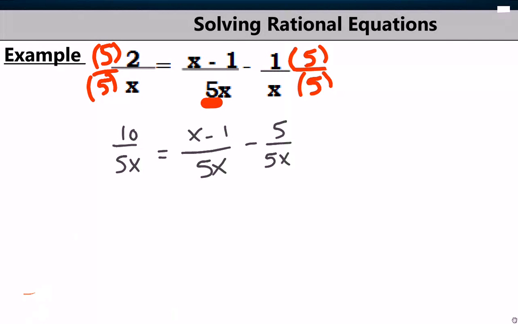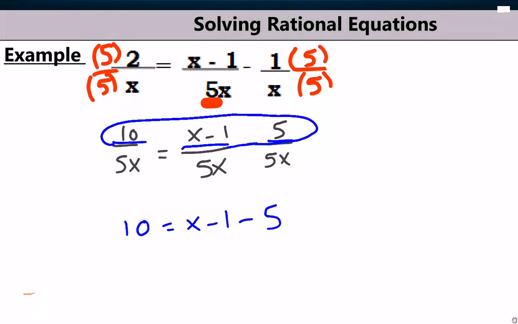Now that we have the denominators equal to each other, basically what I'm going to do is ignore them, except for checking it at the very end. So now I'm going to take the numerator of each fraction and write my new equation. 10 equals x minus 1 minus 5. All I did, once again, is take the numerators and write down what that is. Because if the denominators are equal, then to make this whole equation equal, the numerators need to be equal to each other. So I can solve 10 equals x minus 6, and then add 6, and I get x equals 16.